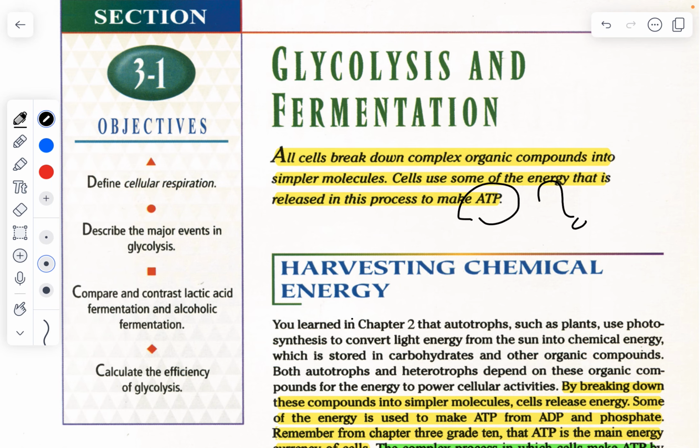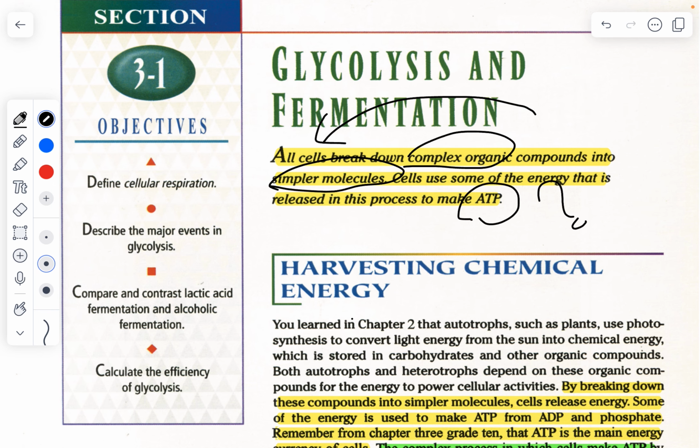This is what we call cellular respiration. All cells break down complex organic compounds into simpler molecules or simpler compounds. Cells use some of the energy that's released in this process to make ATP. Cellular respiration means breaking down complex and large organic compounds into simpler, smaller organic compounds.